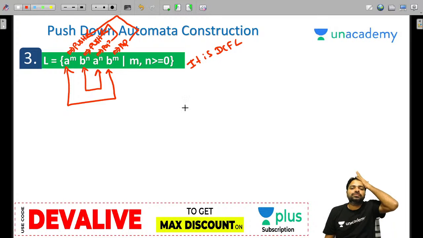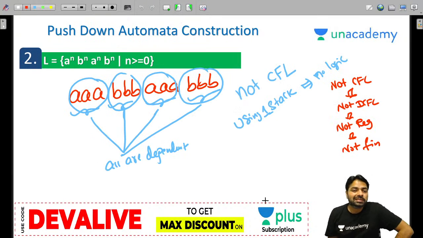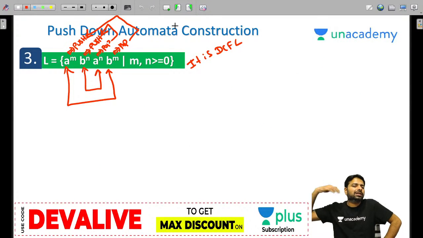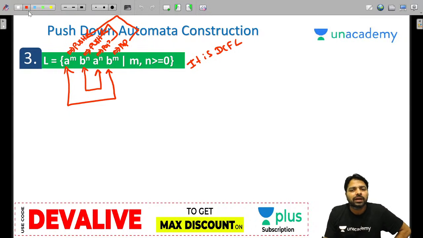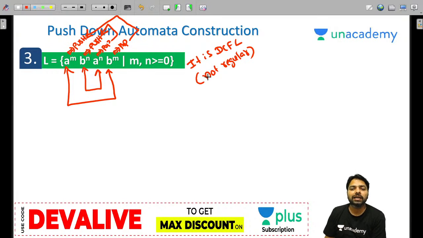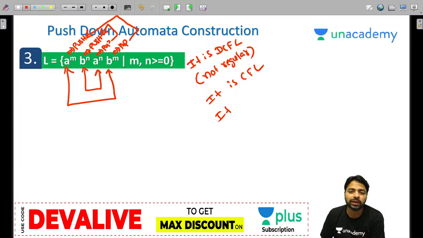Okay, here I can't tell you CSL or not. Definitely it is CSL, but CSL we have not touched, so I can say not CFL. Most of the problems are context sensitive. Only some are not context sensitive. We can discuss in the coming sessions. Okay. It is DCFL, but remember, it is not regular, because there is a dependency here. And if it is DCFL, it is also a CFL, and so you can say it is CSL. But the strict answer is, remember, it is DCFL but not regular.